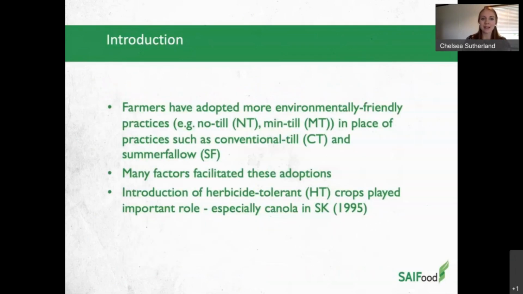So in recent decades, farmers have adopted more environmentally friendly practices, and these include the adoption of no-till and minimum till, in place of more traditional practices such as conventional tillage and summerfallow. There are many factors that helped farmers to make these adoptions. So improvements in chemical technologies, fertilizers, improvements in machinery efficiency and more powerful machinery, but also the introduction of herbicide-tolerant crops, and in Saskatchewan, especially herbicide-tolerant canola, played an important role by providing farmers with more effective and more efficient in-crop weed control.